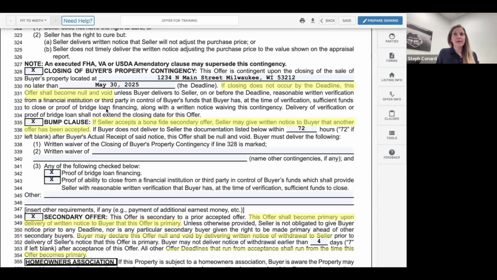So let's say, and I've done this before, I've written an offer with a home close contingency, but as the buyer's agent, I did not include the bump clause. We were far enough along within the accepted offer of their primary residence. I think we were past inspection contingency. And I was like, let's just see if the seller will accept it. Maybe they'll accept the home close contingency without the bump clause.